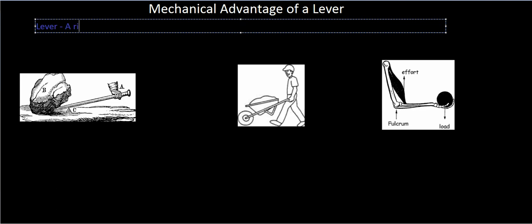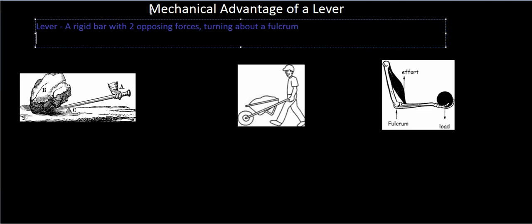So let's go ahead and define a lever. All it is is a rigid bar with two opposing forces turning about a fulcrum. As long as we're defining, let's define what a fulcrum is. A fulcrum is pretty simple. It's simply the center point of a rotating lever, or a turning lever.